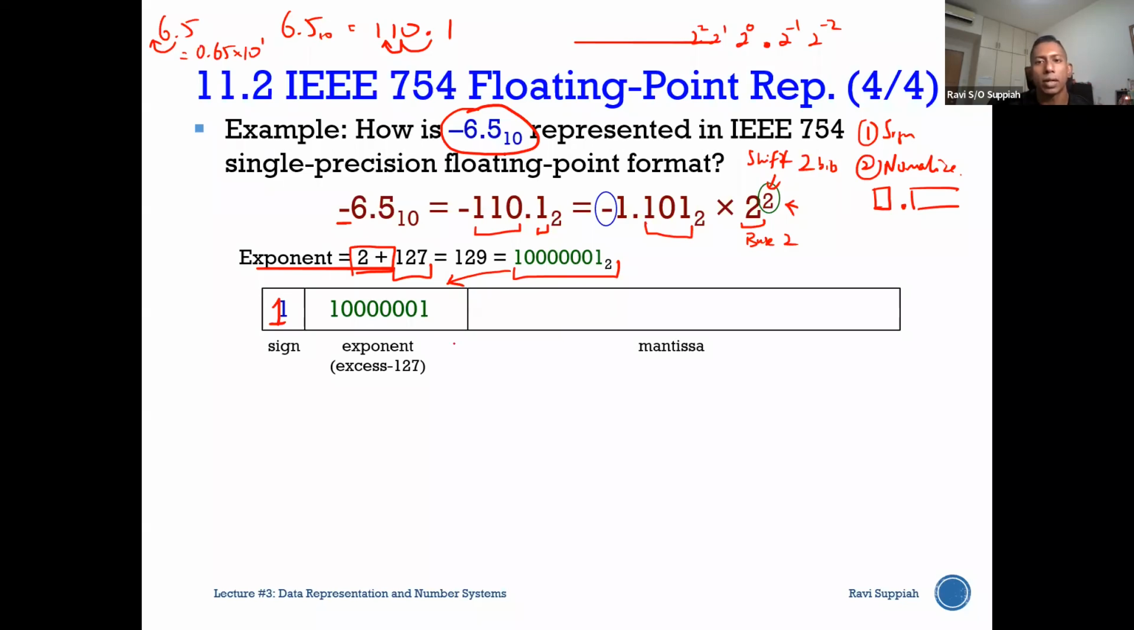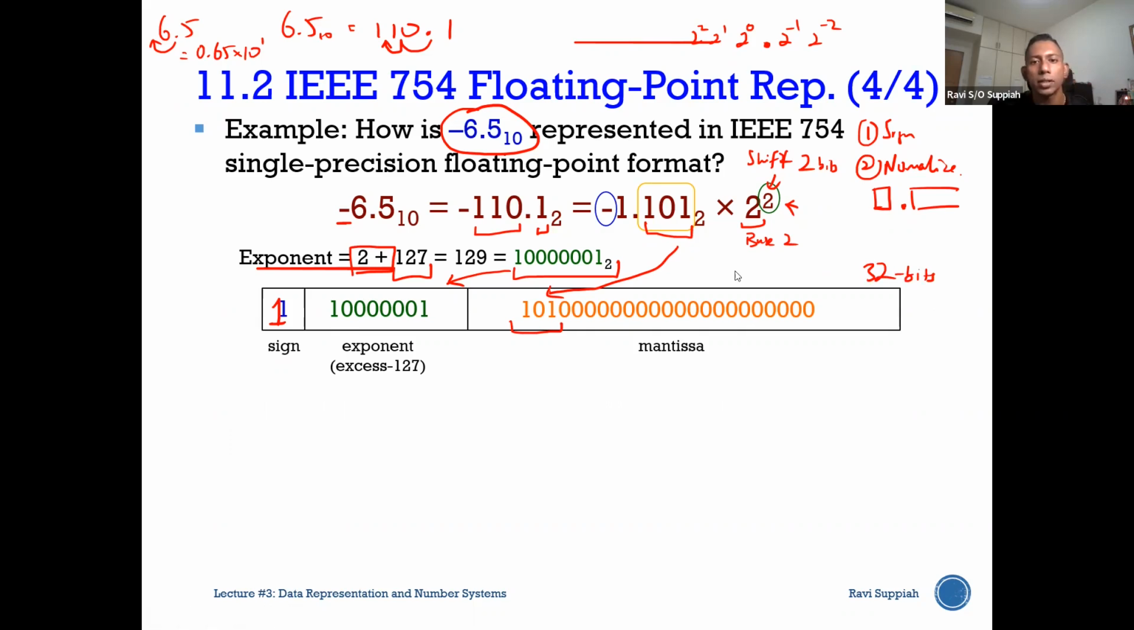Okay, so mantissa is whatever is left after the decimal point. So 101 is left. So 101 actually comes here, and everything else will be filled up with zeros. Okay, so this 101 is this 101 here, and the rest of it is all filled up with zeros. So total is a 32-bit representation. So the rest of the bits will all be zeros.